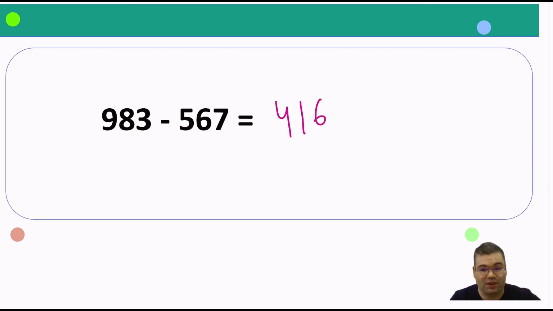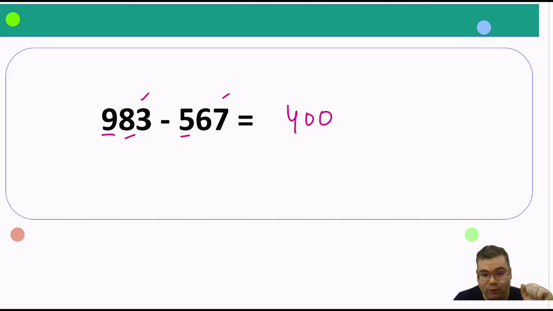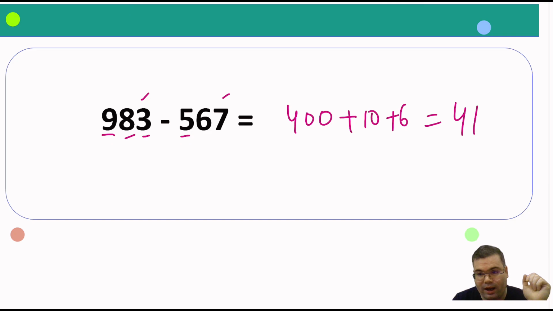So this is the question that we started with. So let's just solve. Here, first step, we do 900 take away 500 is 400, right? Now let's just see, 3 is less than 7. Okay, so what we do, 83 we just break it as 70 plus 13, right? So instead of 8 we will consider it as 7. Now 70 take away 60 is 10 and now this is 13, right? So 13 take away 7 is 6. So 400 plus 10 plus 6 is 416.